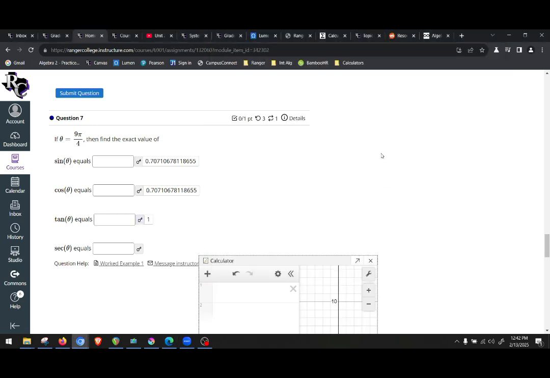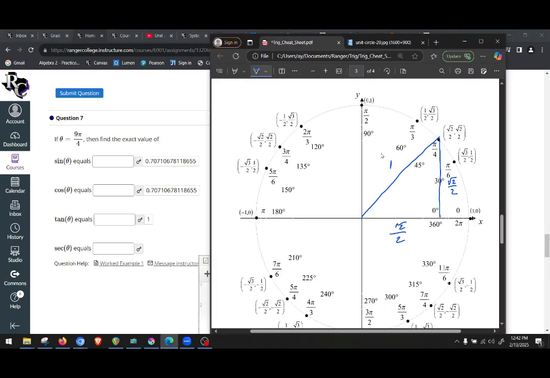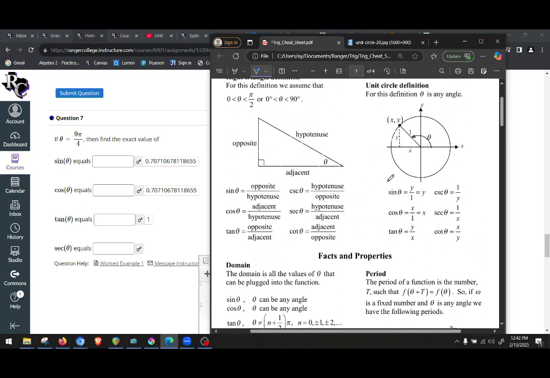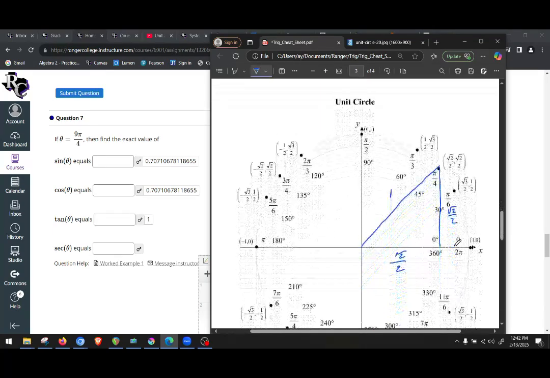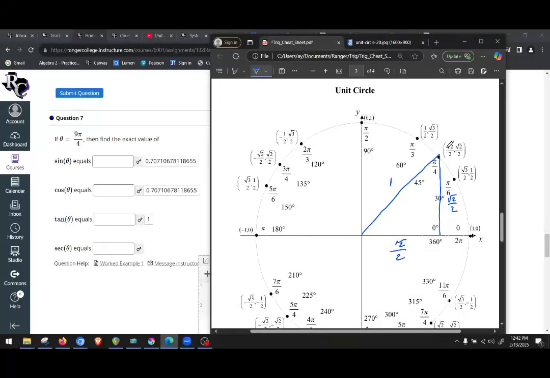And secant, if you ever need a refresher, come back up here. Secant of theta is 1 over x. So if x is square root 2 over 2, 1 over that flips it. And then we have 2 over root 2.